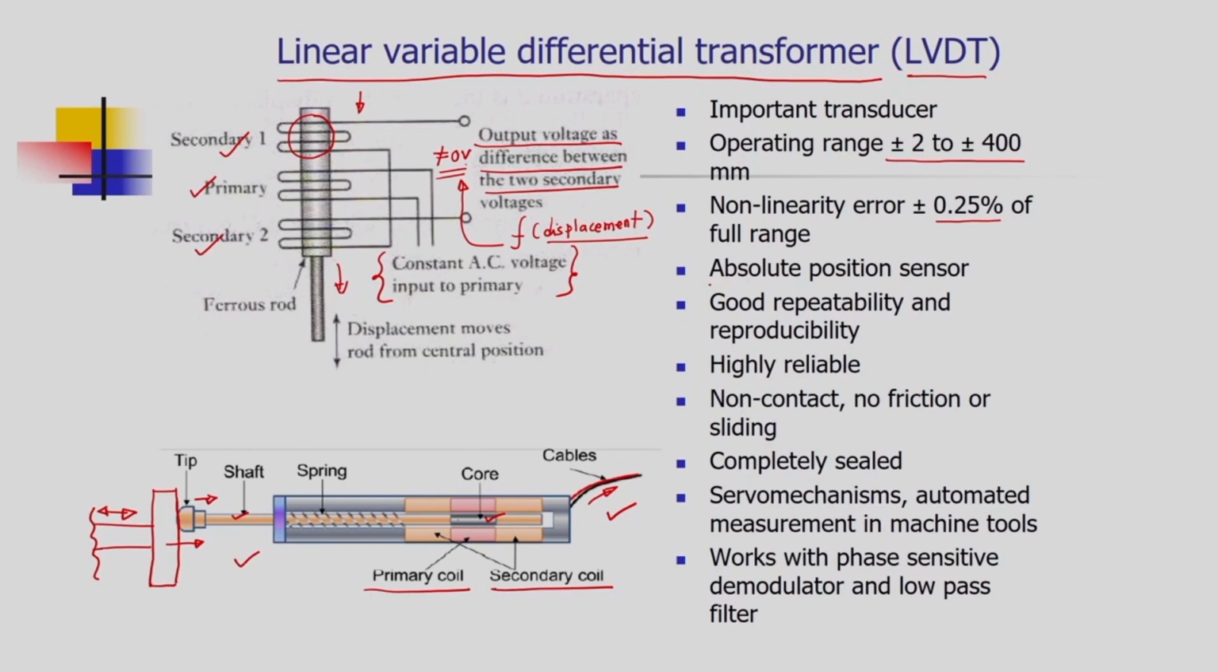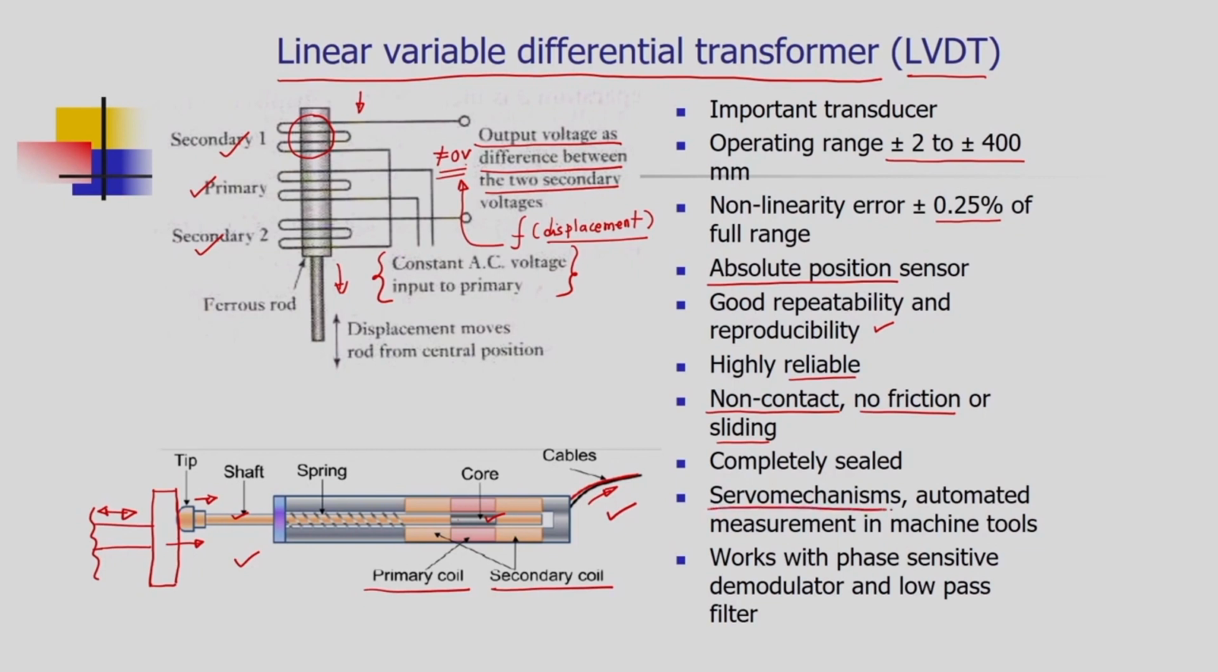We can measure the absolute position by using the LVDT sensors. These sensors have good repeatability and reproducibility and they are highly reliable. The construction has no contacts, so there is no friction or sliding, so there is no wear and tear of its construction elements. The cores do not have contact with the coils, so that is non-contact. Of course, the measurement mode is contact, so these tips are to be in contact with the mechanical elements or the machineries.